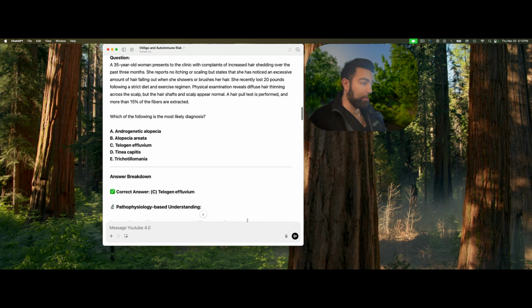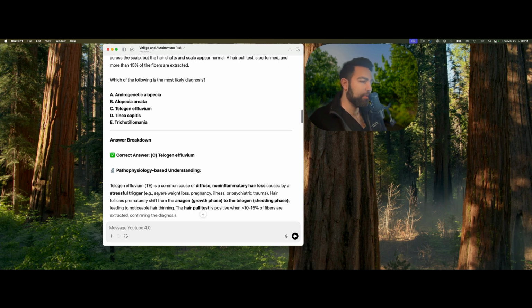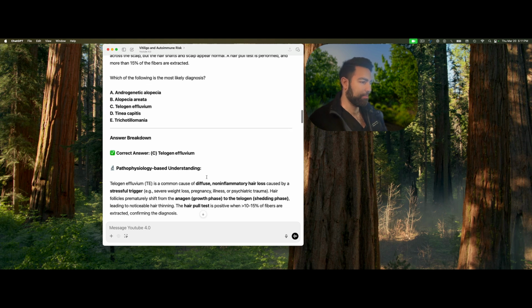All right. So, of course, this is the telogen effluvium. I'm probably butchering these names, but man, I've seen this question so many times. Is it common? It is a diffuse, non-inflammatory hair loss. It's caused by a stressful trigger. A lot of times it could be weight loss, it could be pregnancy, it could be illness, it could be psychiatric trauma, and in these patients the hair follicles prematurely shift from the growth phase to the telogen phase. That's why it's called telogen. That means they become very thin because they prematurely go from the growth phase into that shedding phase.